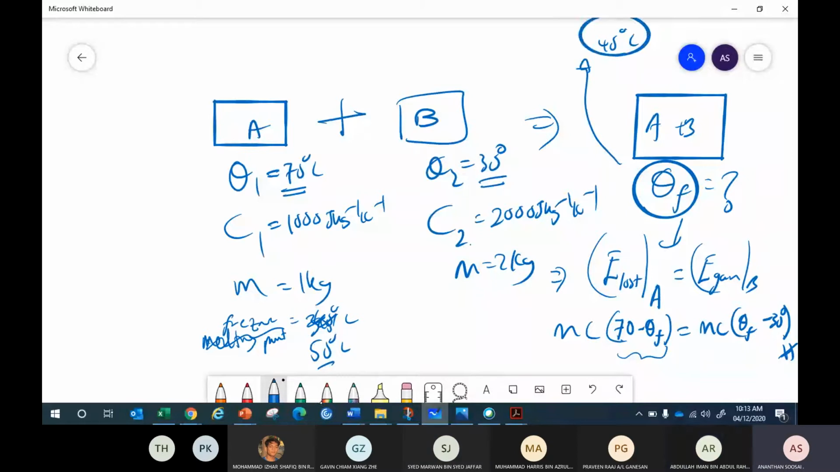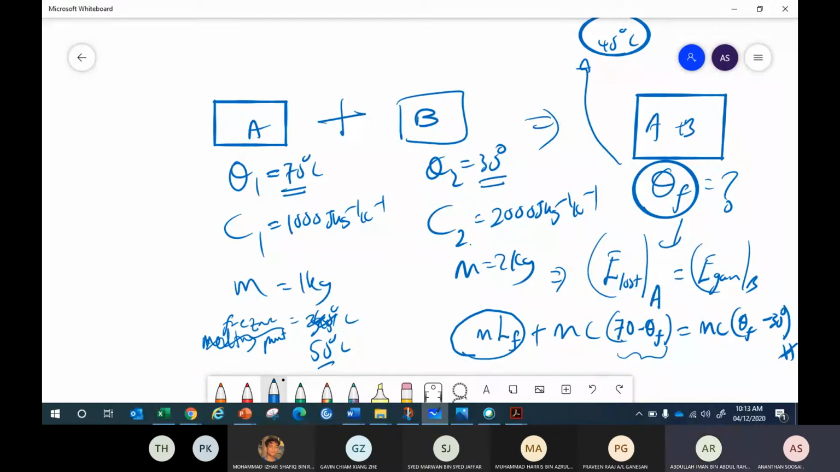So how do you adjust the equation here? A not only loses mcθ, you need to add mL, the latent heat of fusion: mLf plus mc(70 minus θf) must equal mc(θf minus 30). So sometimes melting or freezing can happen, and the latent heat of fusion might appear in the equation. So you have to check the melting point and boiling point of both.